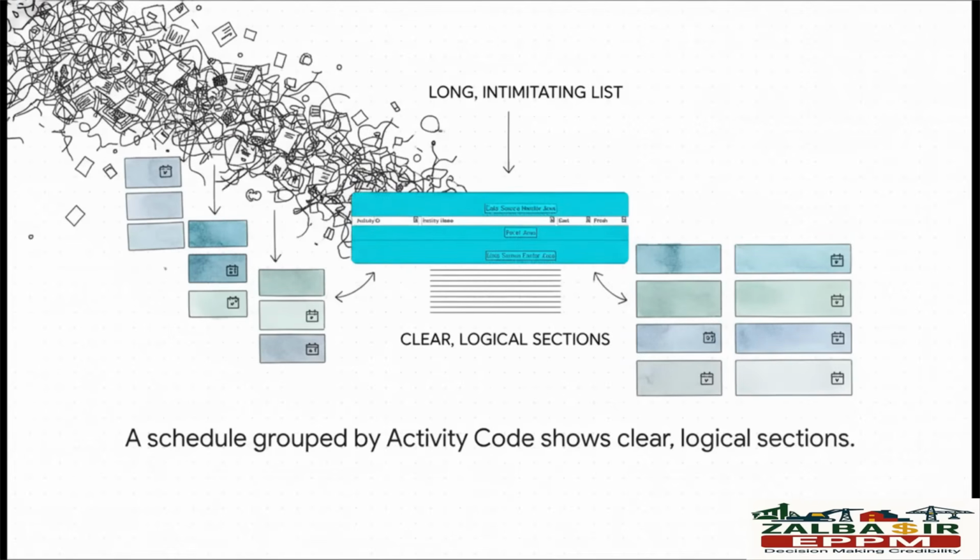Just look at this example. This is the transformation I'm talking about. Instead of one long, intimidating list, the schedule is now neatly organized into these clear, logical sections. This is the power of using the group and sort feature with your activity codes. It brings instant clarity to even the most complex projects.